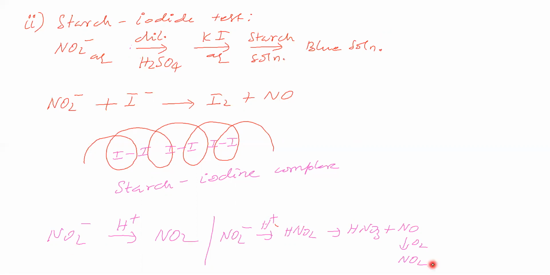This NO2 with I minus gives I2 and NO. Therefore, this I2 with the starch gives a blue colored solution. Therefore, we need not bother about adding dilute sulfuric acid. We can add it. So we are remembering that in the starch iodide test, we are adding dilute sulfuric acid.